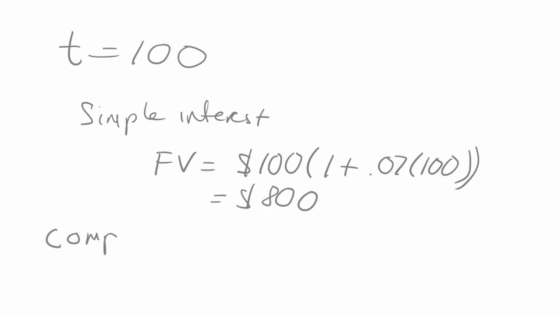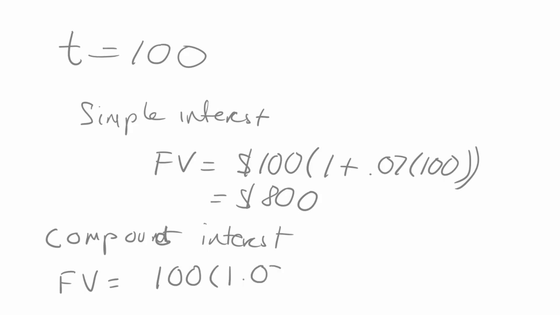But what if we had compound interest? We would earn interest on interest for 100 years. That's 100 times 1.07 to the 100th power. That's not $800. That's $86,771. So it's a big difference. This is the power of compounding.